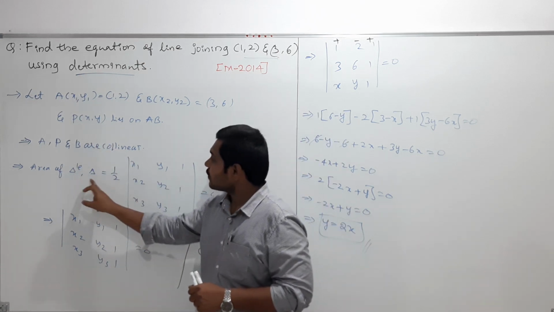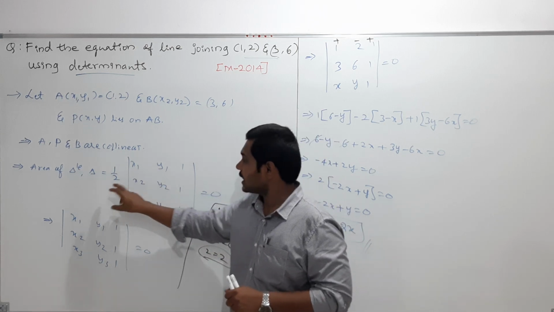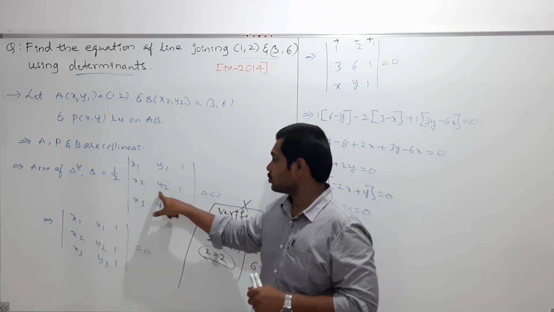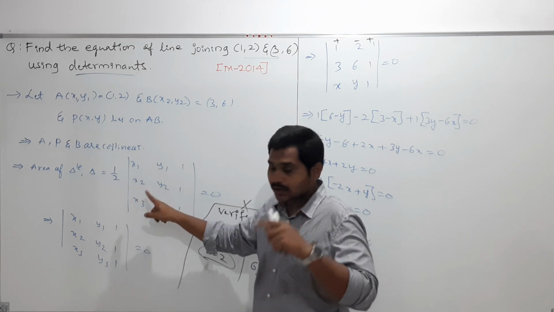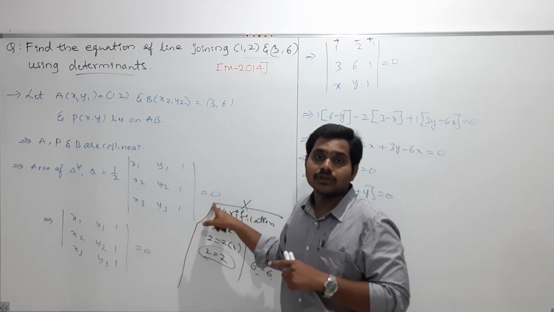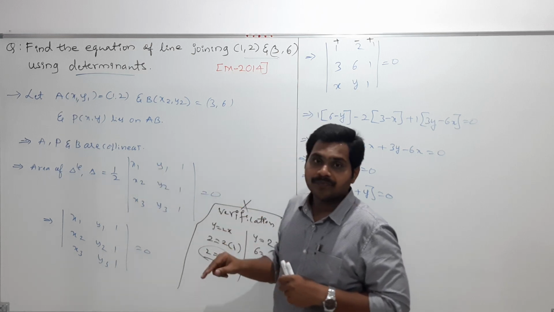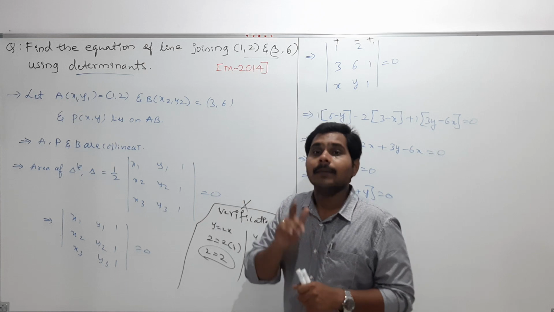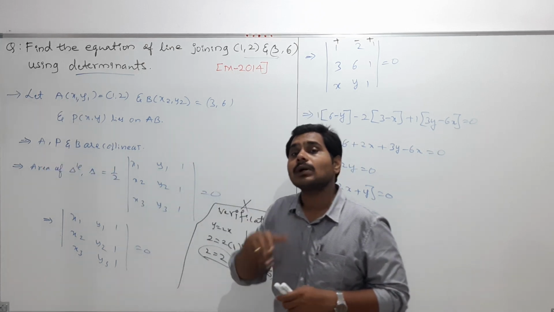And we know that if 3 points are collinear, then the area of the triangle equals 0. So what is the area of the triangle? The area of the triangle is half into the determinant with rows x1 y1 1, x2 y2 1, x3 y3 1. If you calculate this entire value, it equals 0. This is the known result. Therefore I am writing this determinant equals 0. This determinant value equals 0. I am writing it directly because the 3 points are collinear. If 3 points are collinear, so what is the meaning?